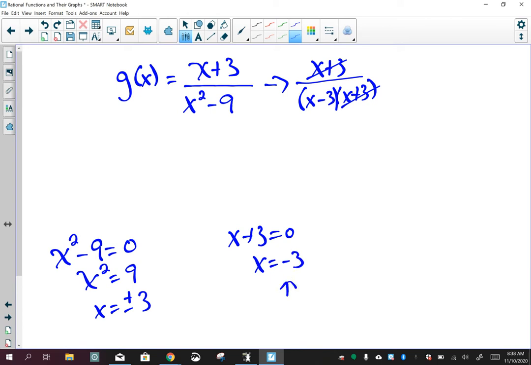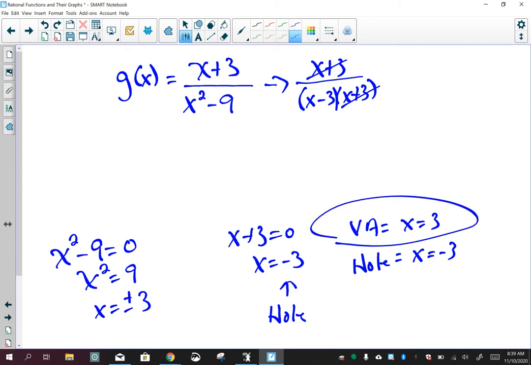This here is not an asymptote. It's a hole. So that means my vertical asymptote, my VA, is only going to happen when x equals 3. And then I have a hole at x equal to negative 3 because I wind up canceling. Okay? So the only vertical asymptote is going to happen when x is equal to 3.